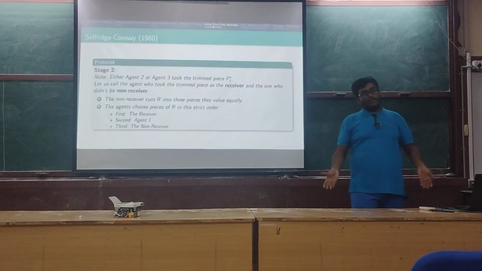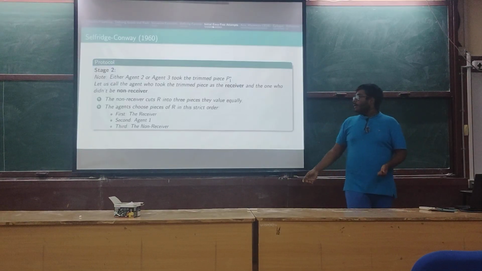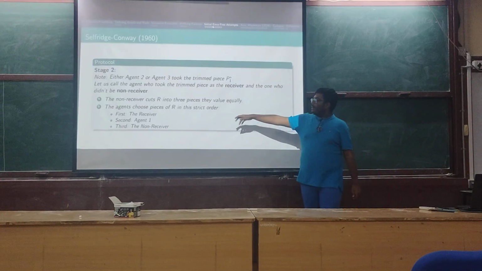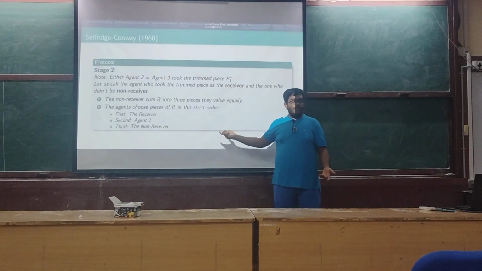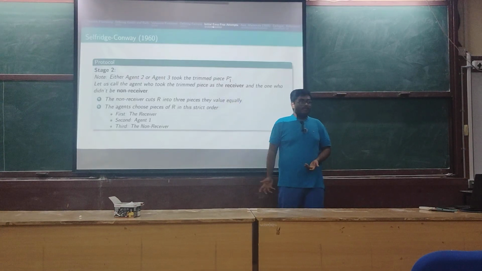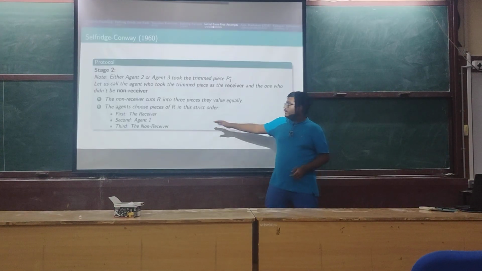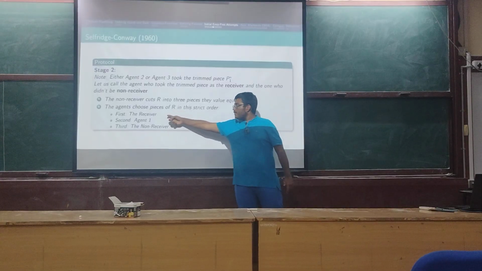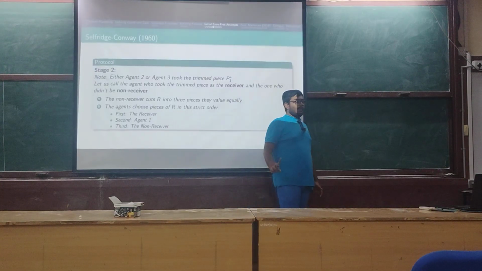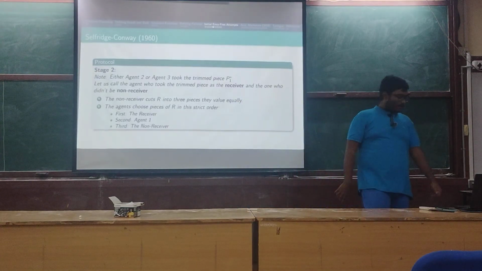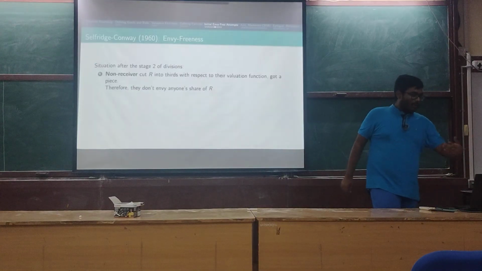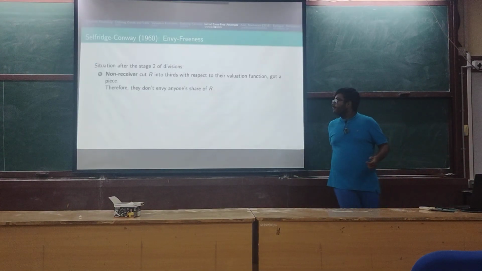So the person who did not take the trimmed piece. And then after that, since the non-receiver cut the cake, we'll want them to go last, obviously, because otherwise if they go first or earlier than somebody else, somebody else's nice cake might be taken away. So the receiver, then the agent, then the non-receiver. The reason for the receiver going first will be explained. You will understand when we do the envy-freeness part, right?